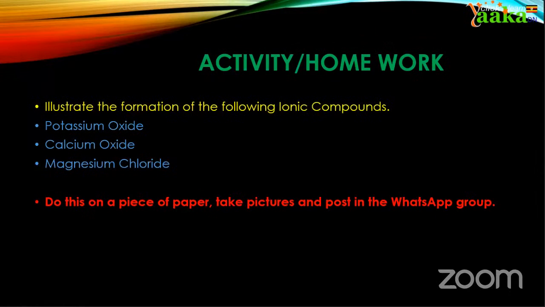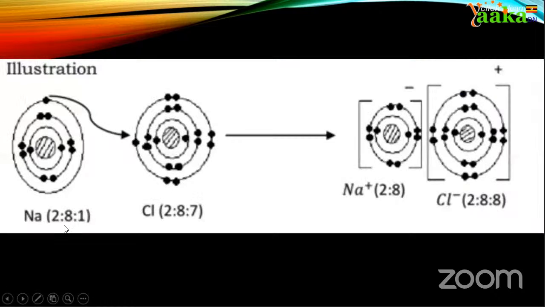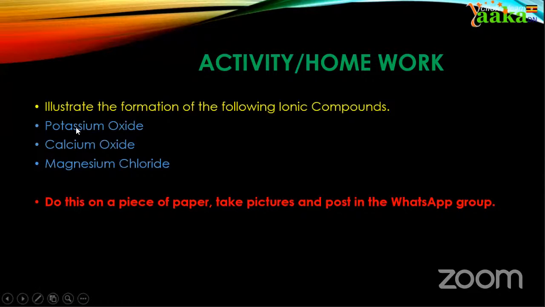So here is an activity for you guys, a very nice activity that I want you to do. I'm going to give you time to do it in the group before you go for your next class. Illustrate the formation of the following ionic compounds. Just like we have seen previously, I want you to do this type of illustration for each of the following compounds. The first compound we have is potassium oxide. The second one is calcium oxide and magnesium chloride.